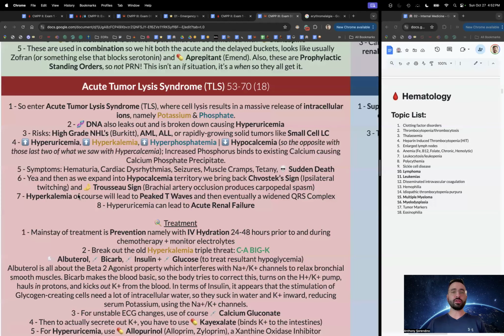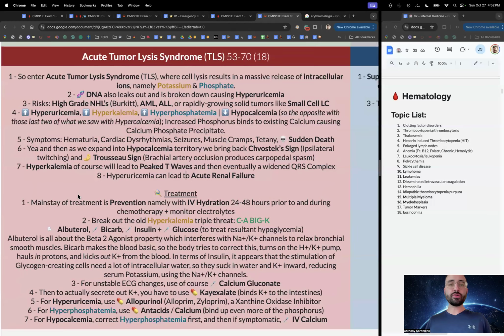Okay, so acute tumor lysis syndrome, where cell lysis results in a massive release of intracellular ions, namely potassium and phosphate. Well, I already read all this. So you get hyperuricemia because of DNA, hyperkalemia because of potassium from the cells. I guess there's phosphate in our cell membranes, right? That's like a biphosphate layer, probably where that's coming from. Hypocalcemia. Why do you get hypocalcemia? Oh, increased phosphorus binds to existing calcium, causing calcium phosphate precipitate. That's pretty cool. Wow, that's really interesting.